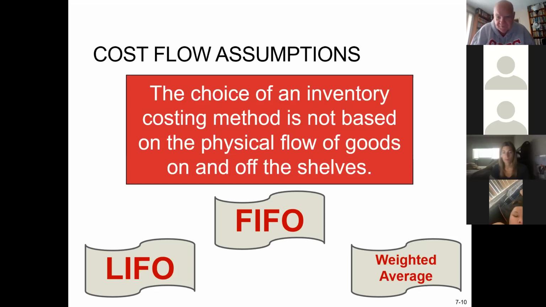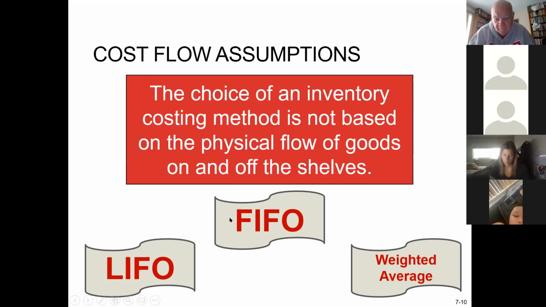And the example I use is Mesa Produce up here on the Mesa. They're under LIFO accounting, I happen to know. They never sold the first bunch of bananas they put out there during World War II. Well, we know that's not true, but they're allowed to pretend it is for accounting purposes.